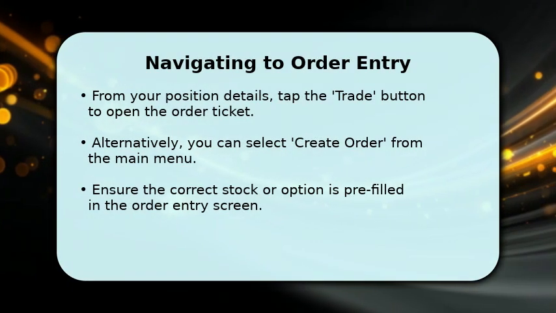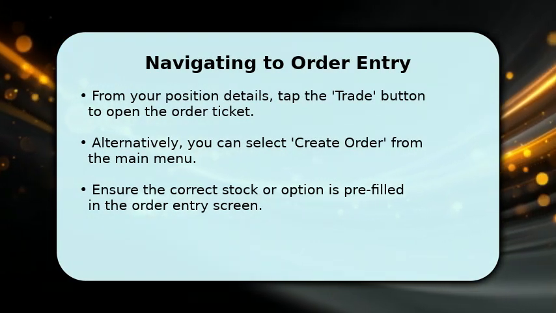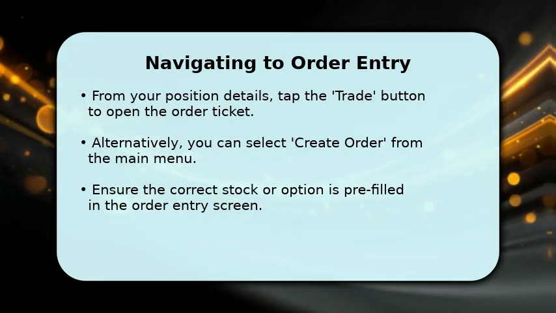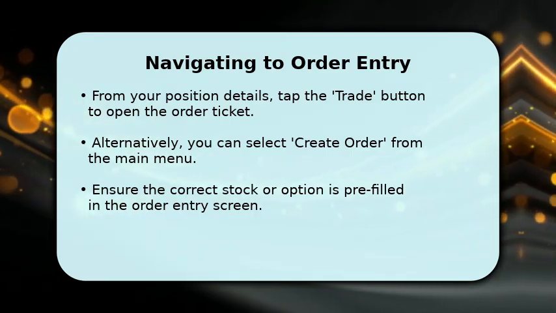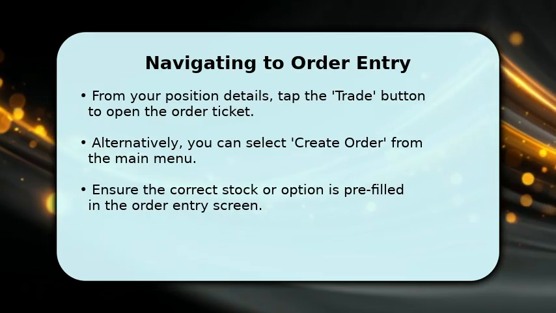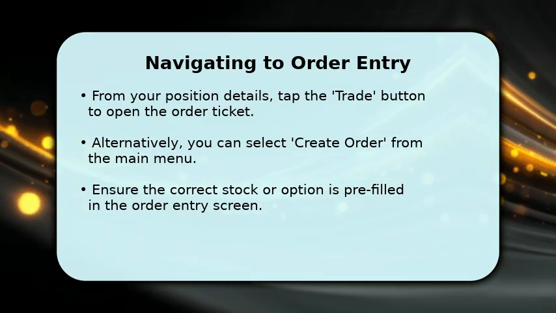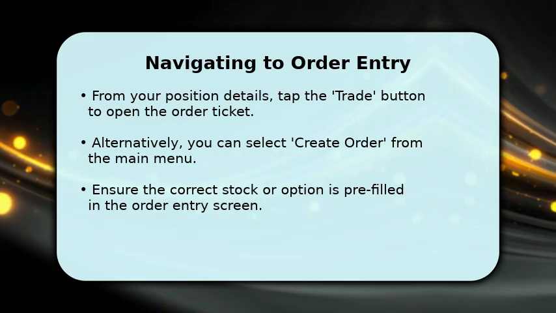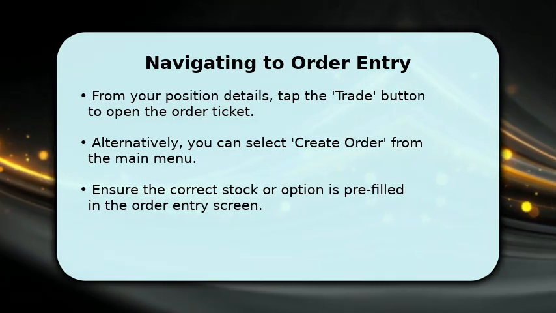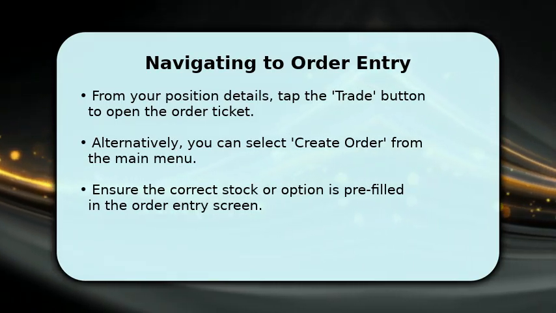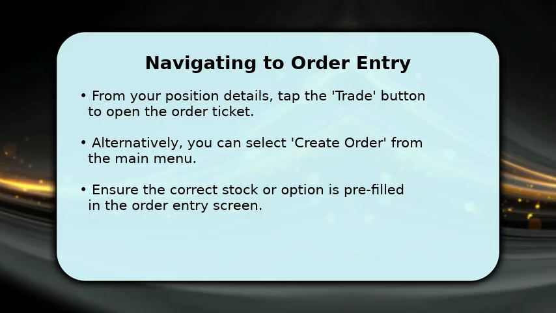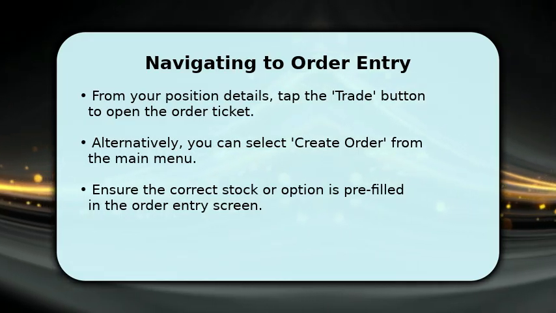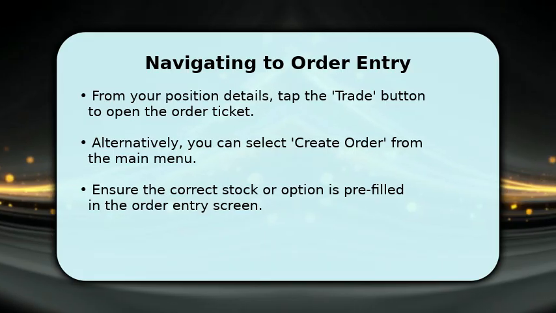Once you have selected your desired security, you will be taken to the order entry screen. Here, you will see various options for placing trades. Look for the order type field, which typically defaults to limit or market. We need to change this to a stop order to initiate our stop loss protection. This screen is where all the magic happens, allowing you to customize your trade parameters precisely before execution.